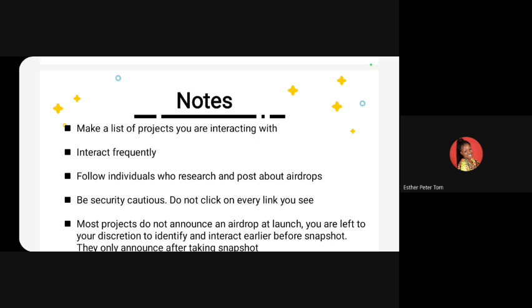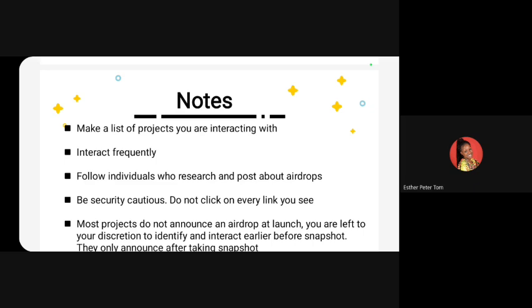You can make a digital list, like a spreadsheet of projects you're farming, and regularly update it. Put the links there, because it gives you an idea of what you're farming so you don't forget. You may forget, but your spreadsheet is there to remind you, okay, you're farming this, you're farming that, so you can return back to always visit.